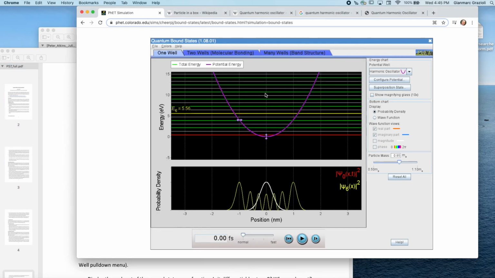Okay, so here's our levels. Pay attention to the spacing. Here's the particle mass. So you watch the spacing, I'll move the mass. It doesn't do anything, right? The spacing of all of our excited states, they all stay the same.